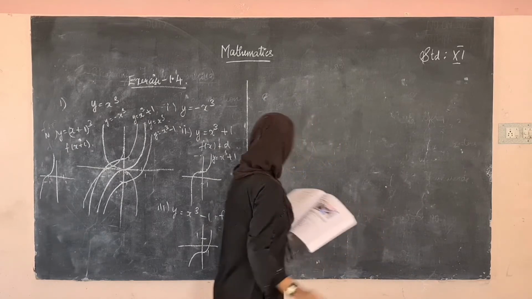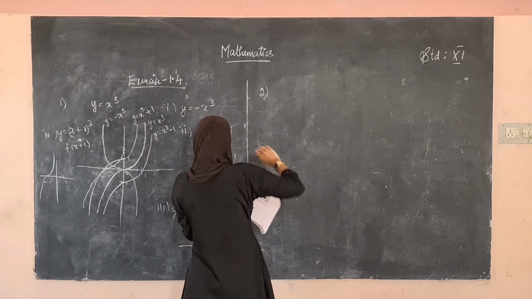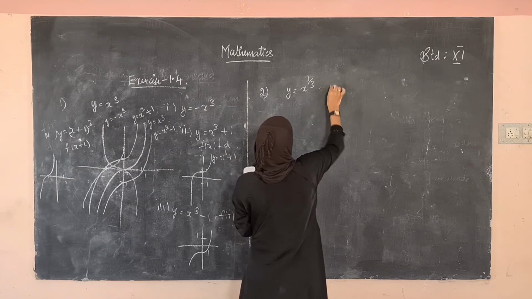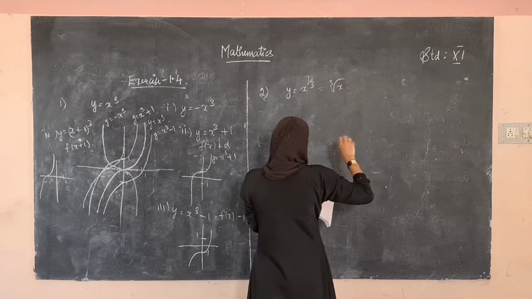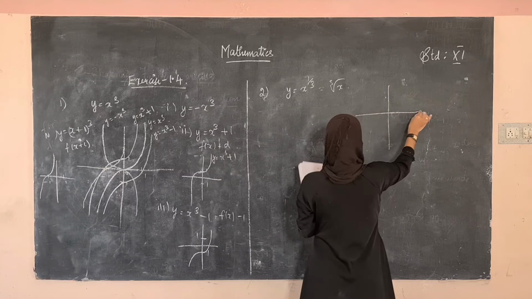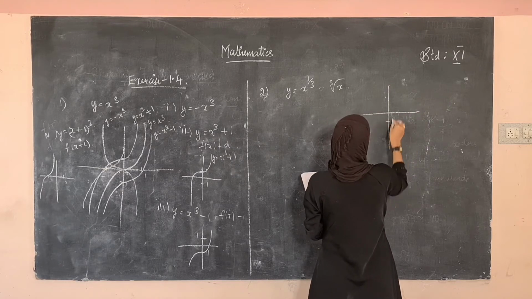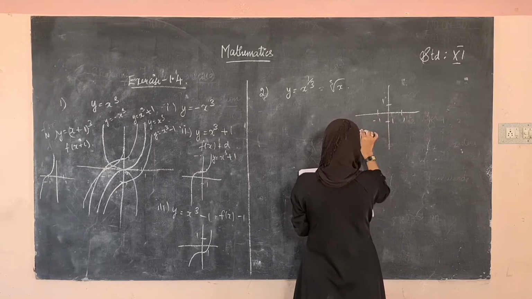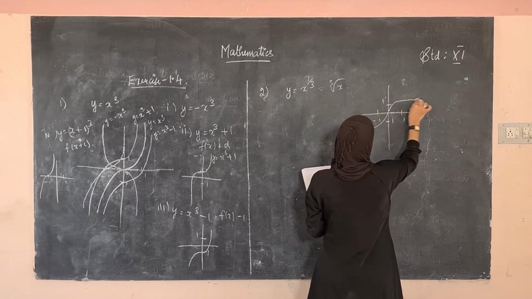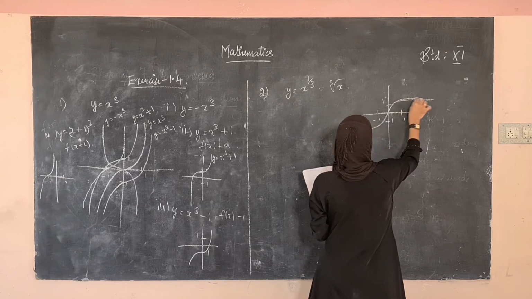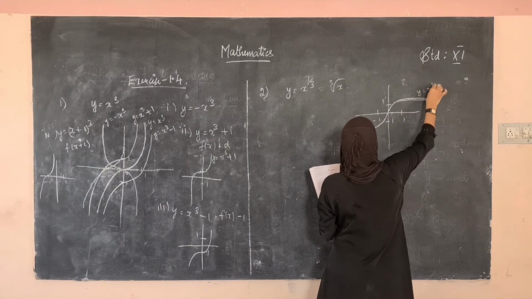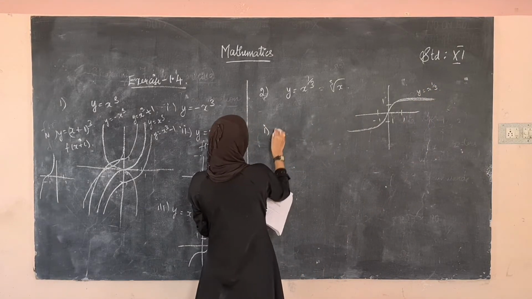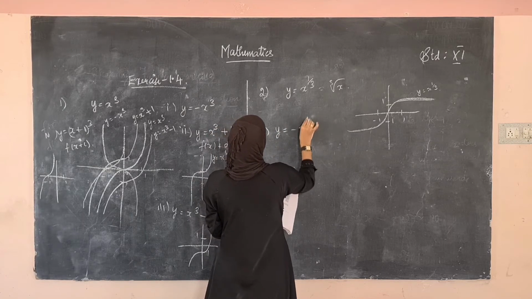Now the second sum. What's the second sum? For the curve y is equal to x power 1 by 3, that is cube root of x. Okay, so the curve given is like this. Okay, this is the curve of y is equal to x power 1 by 3. Now we have to find for the first subdivision, y is equal to minus x power 1 by 3.